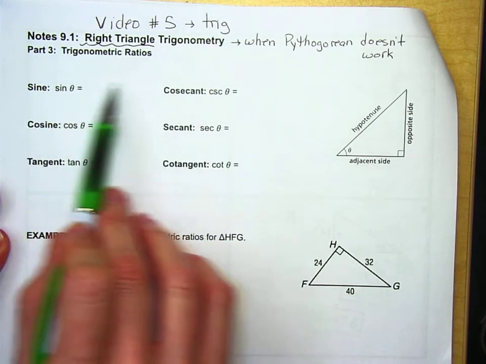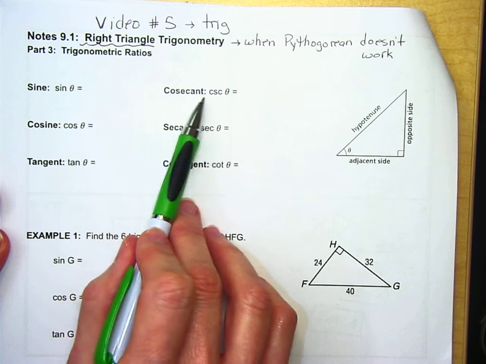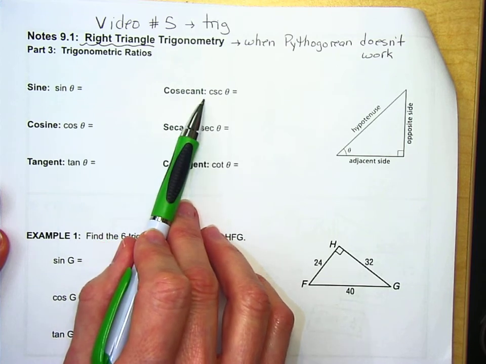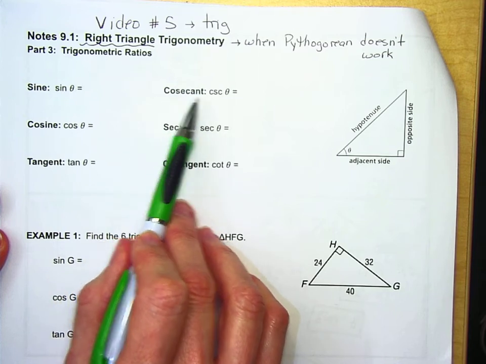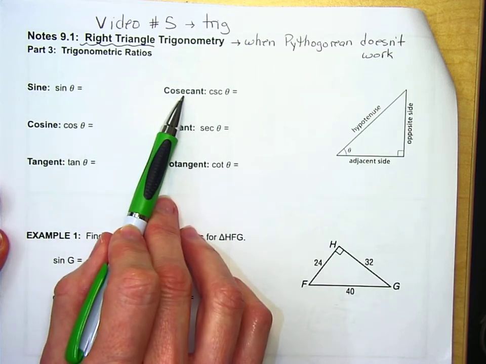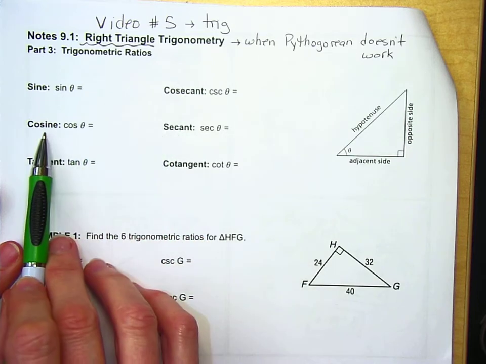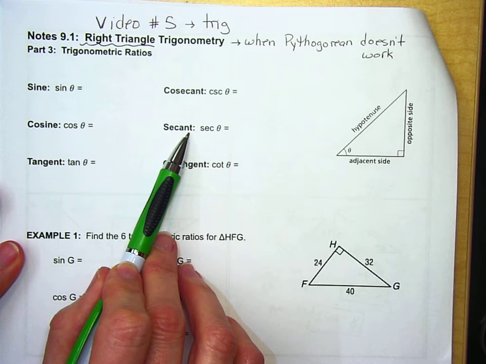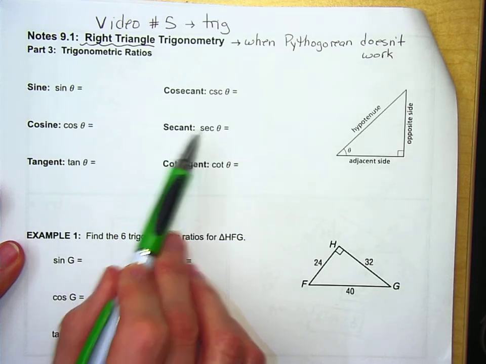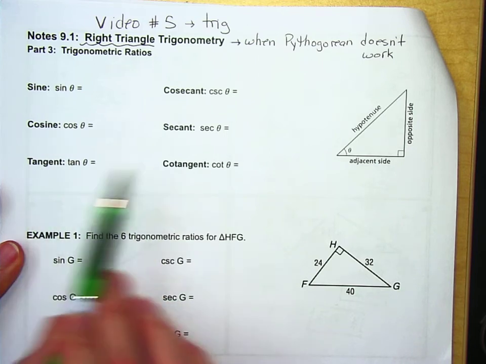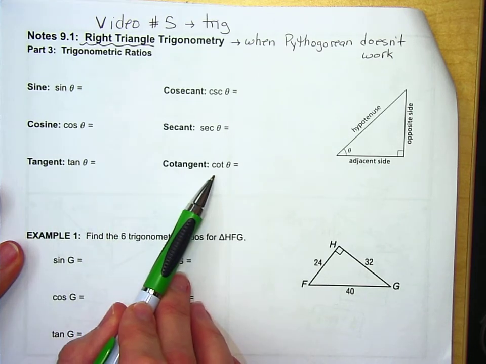So when I say who's sine's partner, I'm talking about this one, which we read as cosecant, and it's abbreviated CSC. So sine and cosecant are partners. Cosine's partner is secant. Secant is abbreviated SEC. And tangent's partner is cotangent, and it's abbreviated COT.